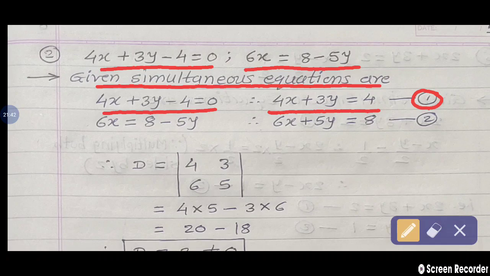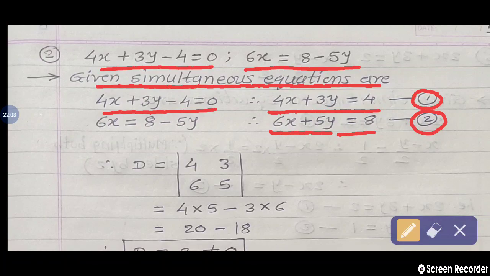So minus 5y taking on the left hand side. What happened? Sign is changed, plus 5y. So 6x is already present on the left hand side. So 6x minus 5y taking on the left hand side, so plus 5y is equal to that 8 number is on the right hand side. So keep it as it is, so is equal to plus 8. That is equation number 2.